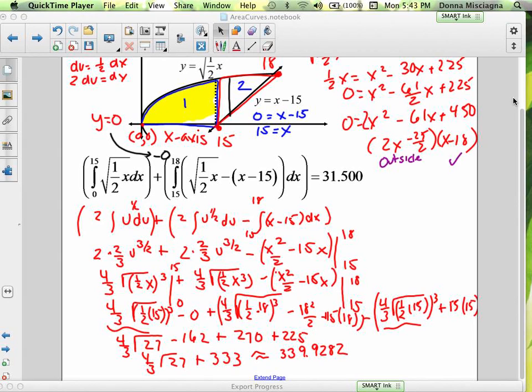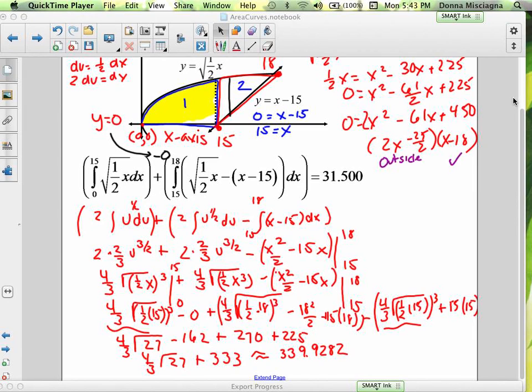So I plugged in the 15. If I plug in the 0, I'm going to get 0. So I just put a minus 0 there. And then we plugged in the 18 minus the 15. Right? And so we had to do that for both sections. And hopefully there's no mistakes on anything. Let's find out. All right, so we have 4/3 times 1/2 square root of 15 all cubed. Right? And so then we have minus 0.